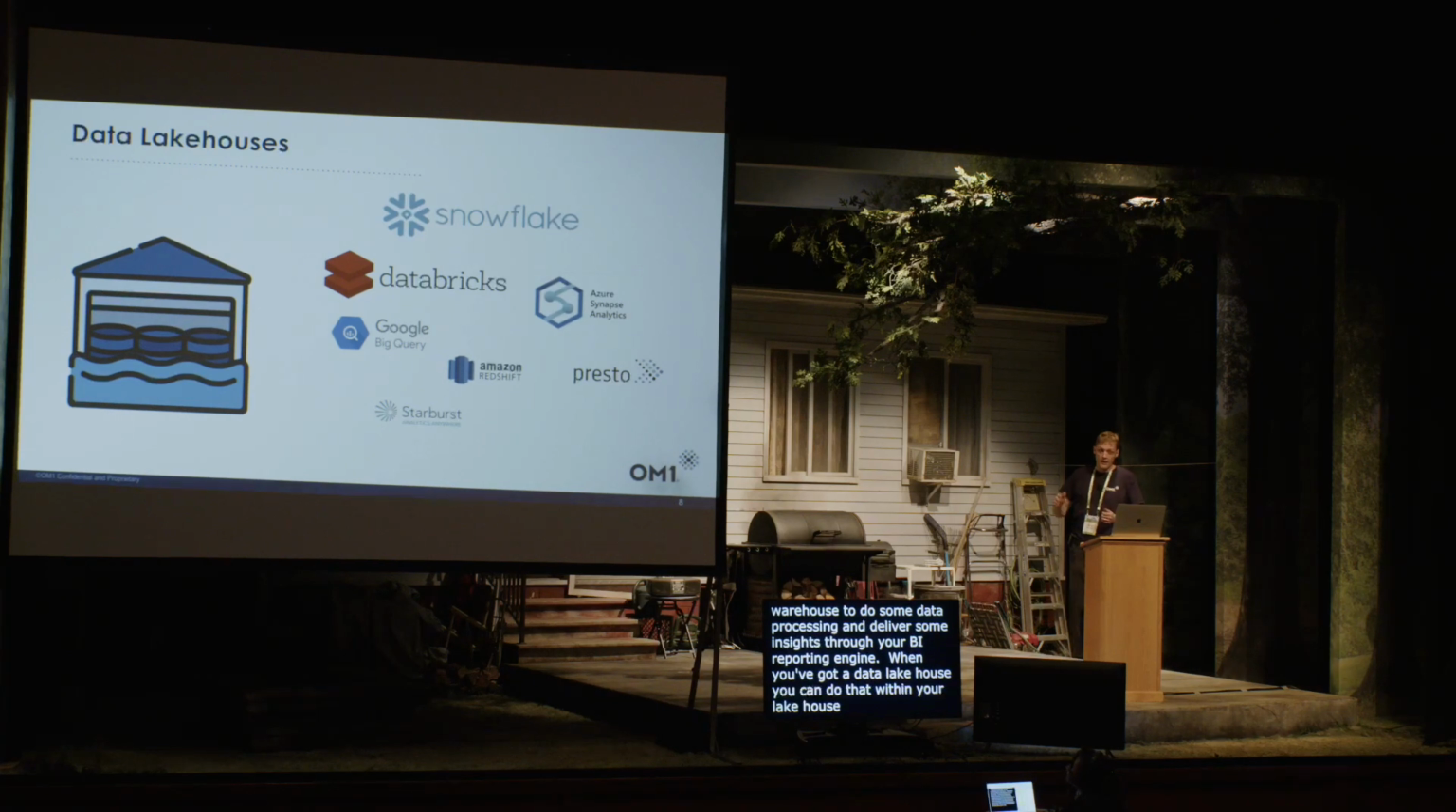So here are examples of lakehouses. Your favorite cloud vendor has their own. Your less favorite cloud vendor probably has their own as well. There are also some well-known players here in the market. We happen to use Snowflake, but if you're wanting to go with something more open source, you could use Presto, and Starburst is actually a paid implementation of Presto.